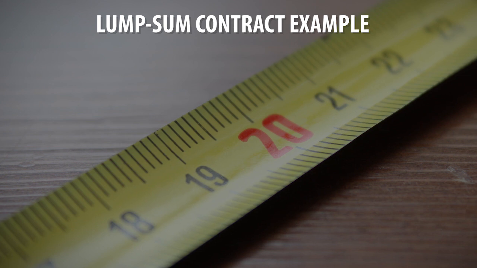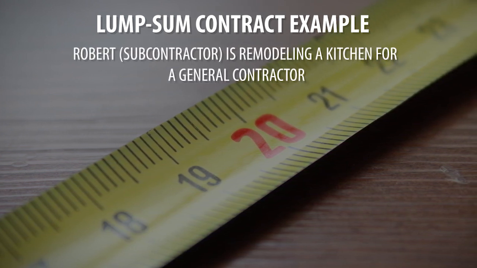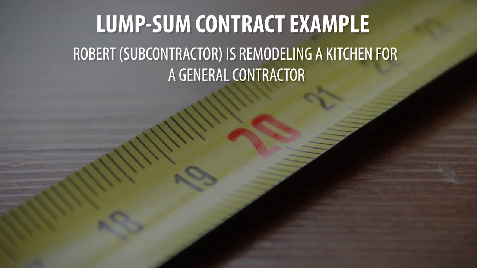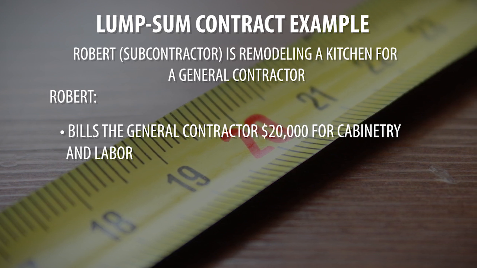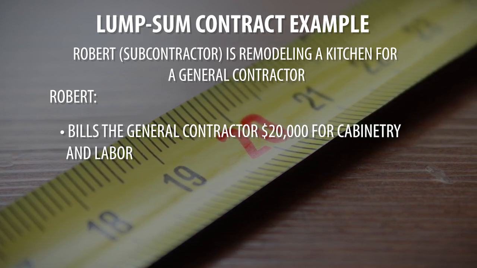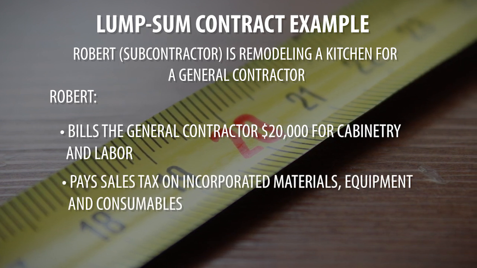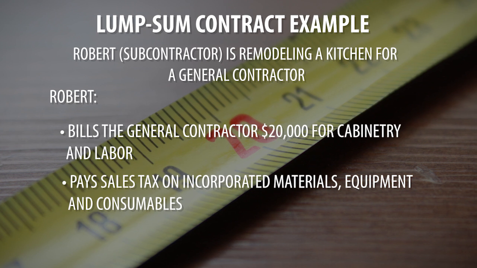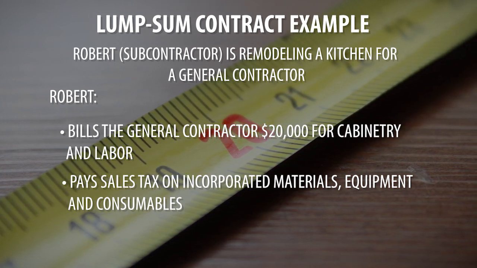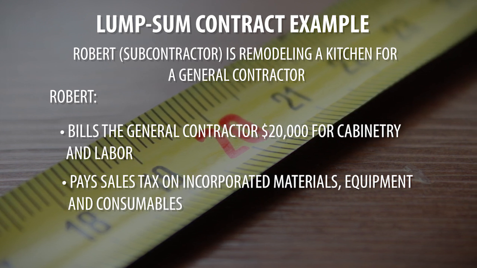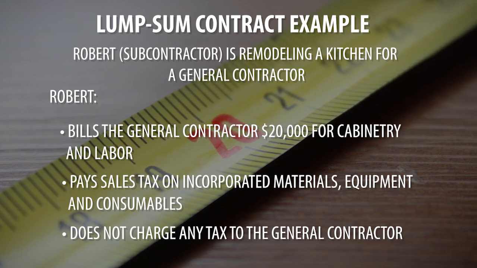Here's an example. Robert, the subcontractor, is taking measurements for new cabinets. He will be remodeling this kitchen for his general contractor. Robert decides to bill the general contractor a flat price of $20,000 for the cabinetry and labor. When Robert goes to his material supply vendor, he pays sales tax on all the lumber, nails, screws, and other incorporated materials. He also pays sales tax on equipment and consumables he uses to complete his job. When Robert bills the general contractor, he does not charge any tax on the $20,000 bill.